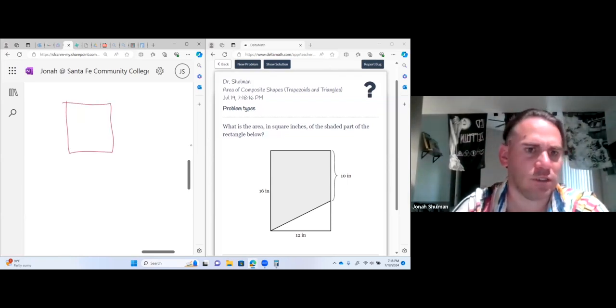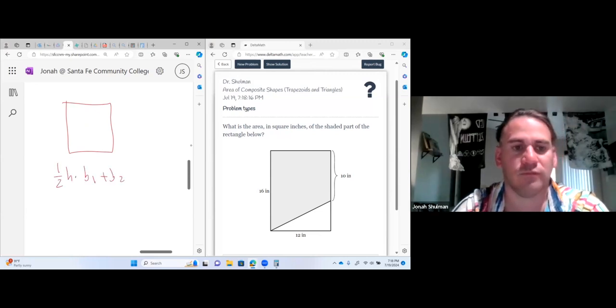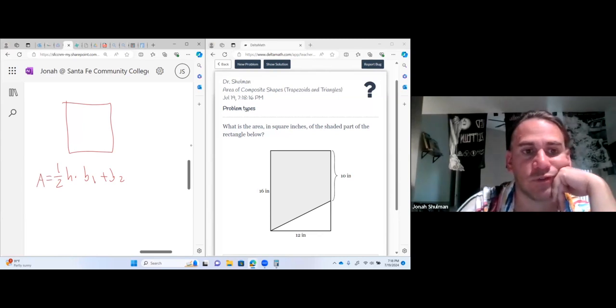For a trapezoid, it's 1/2 height times base 1 plus base 2. That's the formula for the area of a trapezoid, just so you know what it is. If you have a trapezoid, you take base 1, base 2, add them up, take the height, and cut it in half.